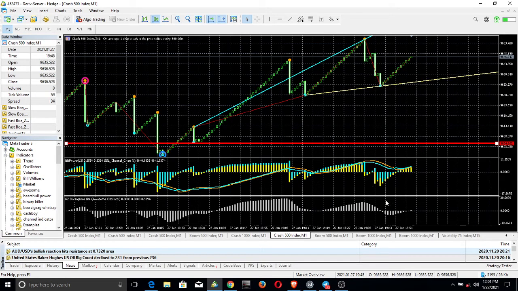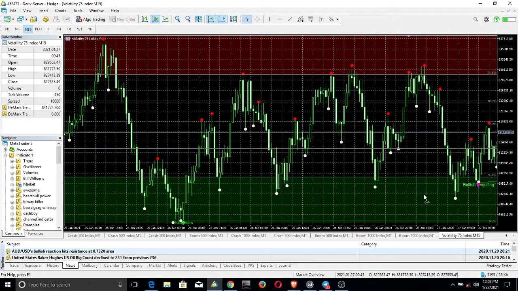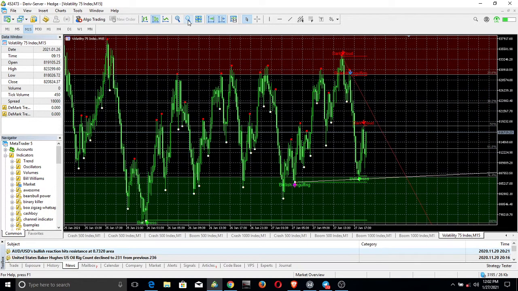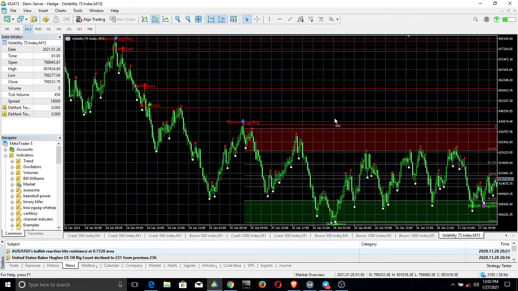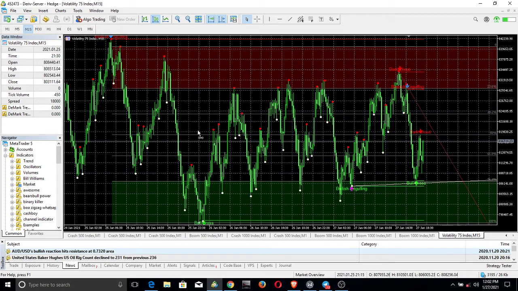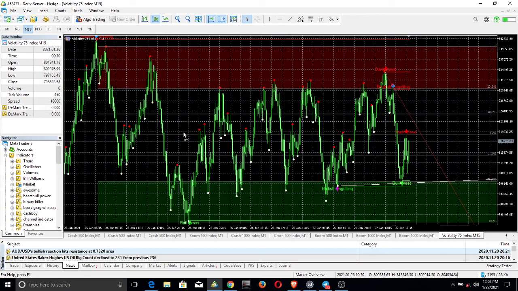Now this is it. Some person also wants to get an indicator that is used to trade all pairs. This indicator is used to trade all pairs, both the V75 and crash. Although you can see here, this is a V75. This is the belly system, the pro version of the belly system.